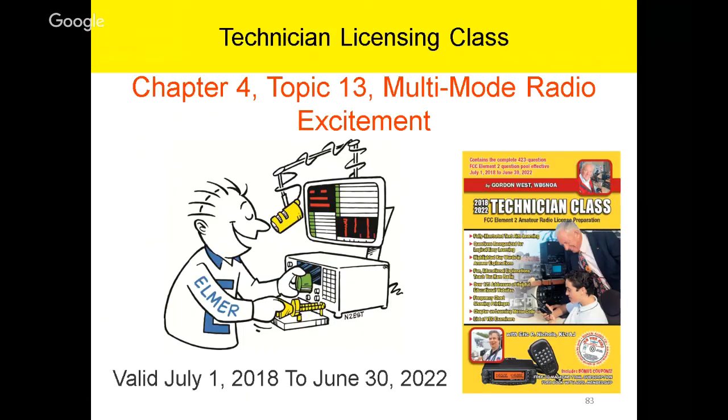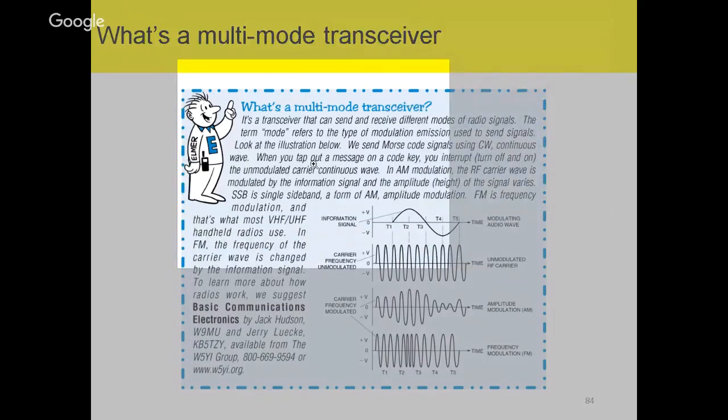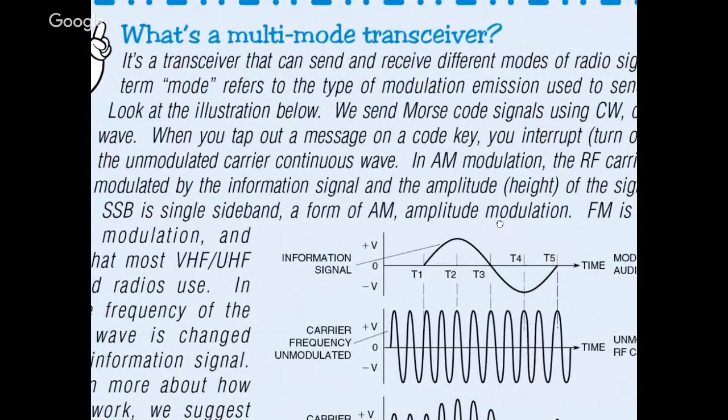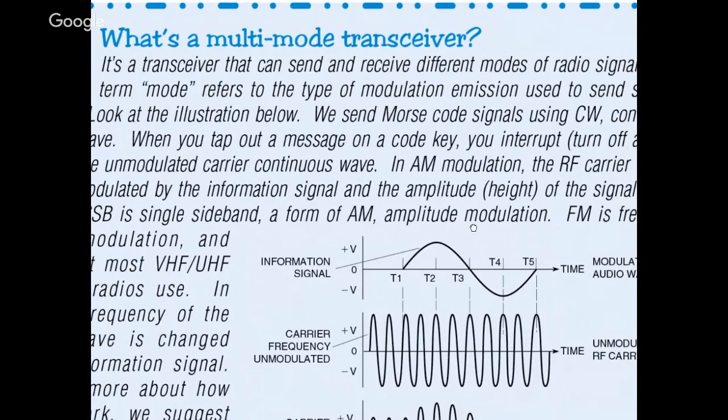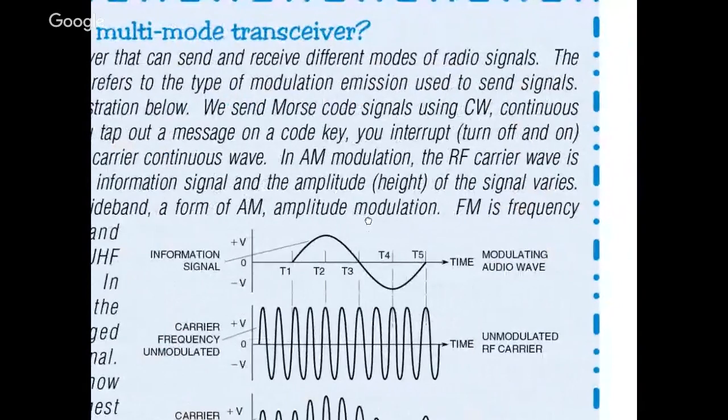Multi-mode radio excitement. We got 17 slides left. So, a multi-mode transceiver. What is it, by the way? Let's see. It's a transceiver that can send and receive different modes of radio signals. The term mode refers to the type of modulation emission used to send the signals.